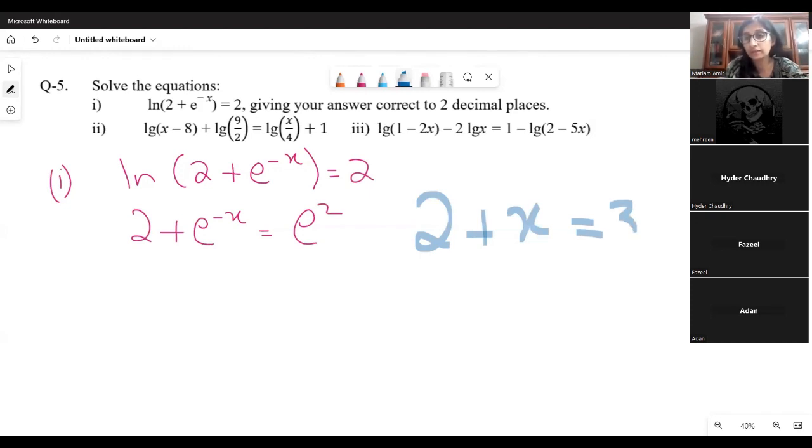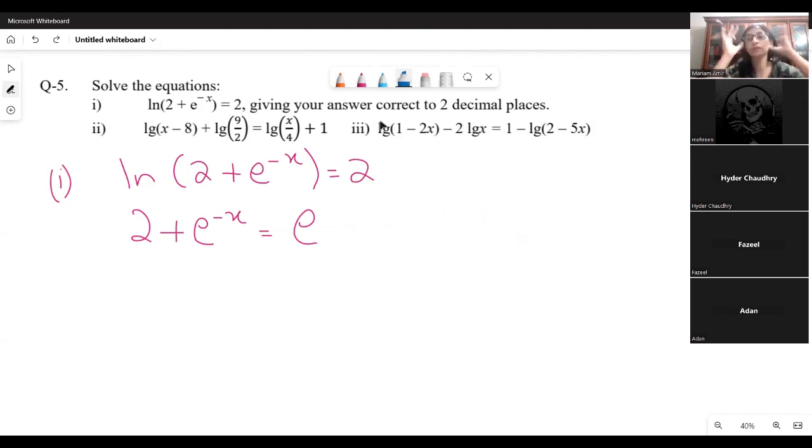e square is a constant, let's say 7.39. So now this is not a quadratic equation, right? We'll do it this way, we'll do e square minus 2. Absolutely. E square is a constant. You can find its value from your calculator. e is a value like pi. Just as pi is a constant, e is a constant. So e square minus 2 is another constant.